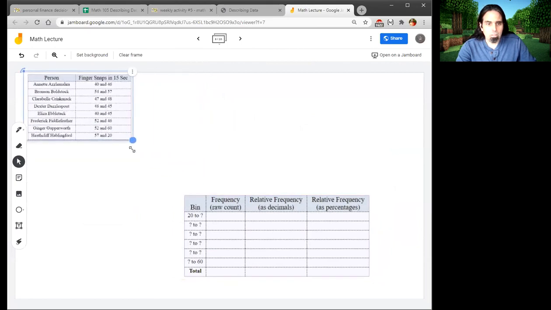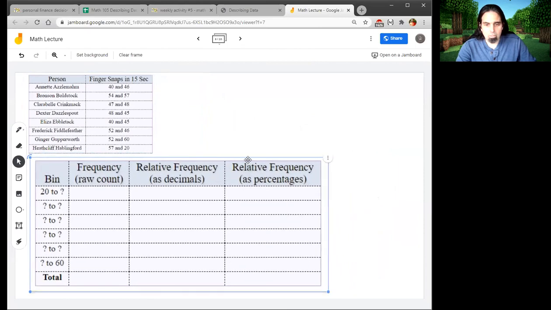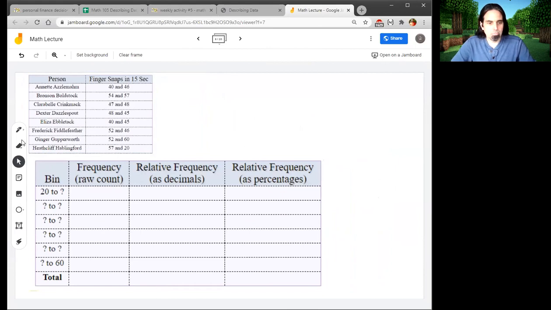So if I want to make a chart of this data, then I need to figure out what size bins I want. It looks like the smallest is 20. So that's where I should start. And the biggest is 60. That's where I should end. How many different bins do we want? The chart is designed to have 6, but we could have fewer than that. So somebody, let's pick something. How many rows do we want?